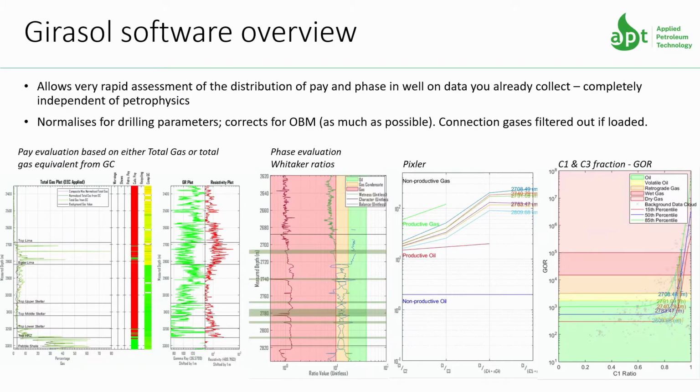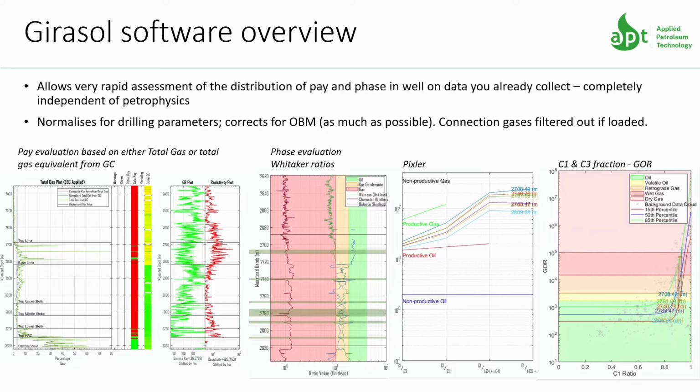If an oil-based mud has been used, we have a method to correct the gas composition for the use of that oil-based mud. The heavier compounds will partition into the oil phase when an oil-based mud has been used, and therefore the collected data will be drier than it should be, which will give you an incorrect phase evaluation potentially.